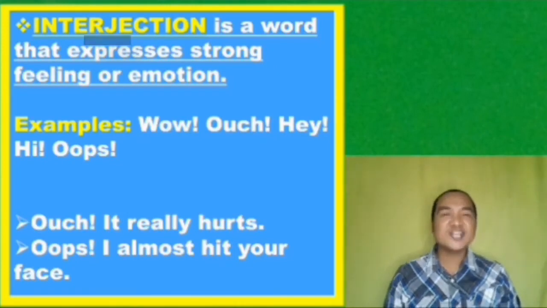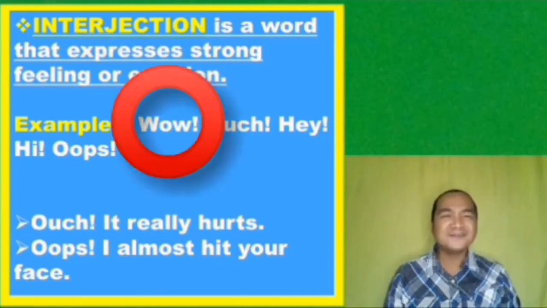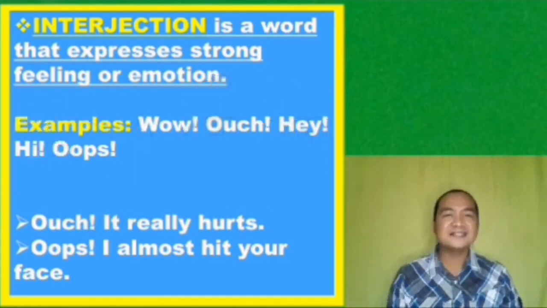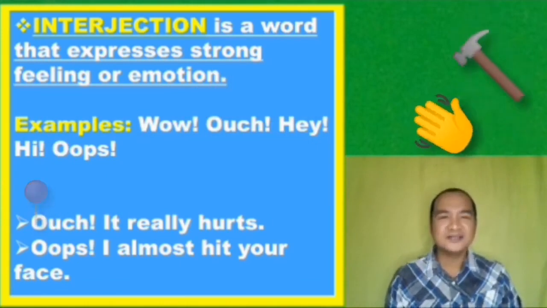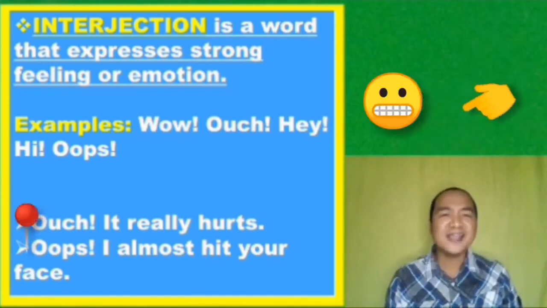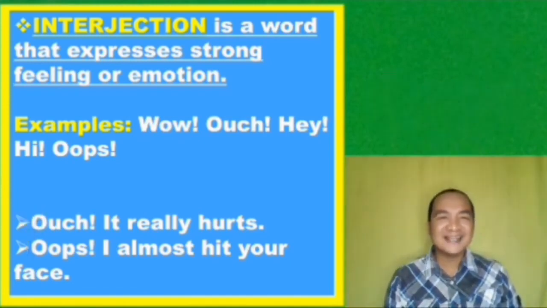Interjection. Interjection is a word that expresses strong feeling or emotion. Examples are wow, ouch, hey, hi, oops. Let's take a look at the following examples. Ouch, it really hurts. Oops, I almost hit your face. Usually, an interjection is followed by an exclamation mark.